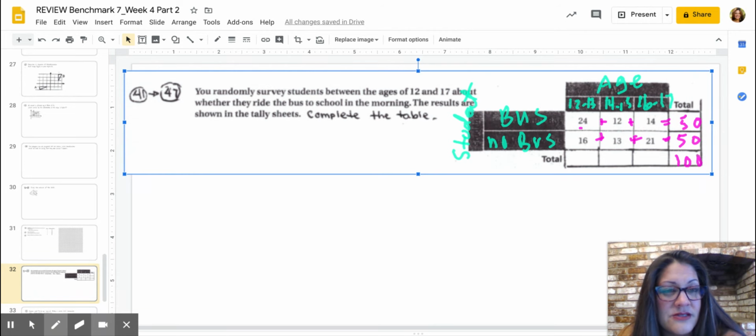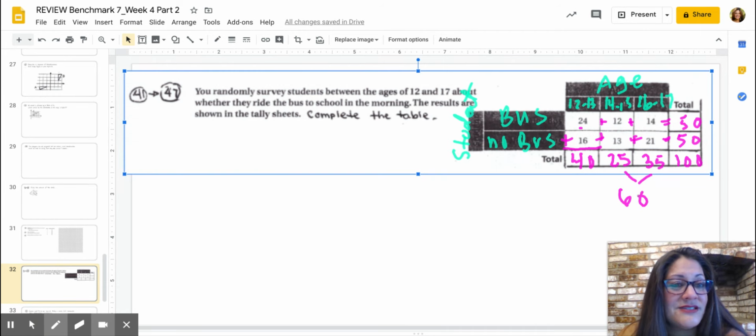Now we want to have it broken up by age group. The total number of students surveyed between the ages of 12 and 13 is going to be 24 plus 16. 24 plus 6 is 30, plus 10 is 40. 12 plus 13 is 25. 14 plus 21 is 35. 25 plus 35 is 60. 60 plus 40 is 100. So we are finished. Table completed.